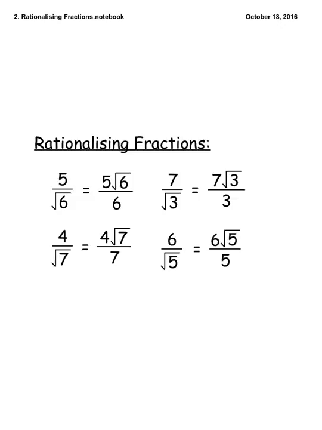So here we are. The first question, its answer is 5√6 over 6. The second question, 7√3 over 3. The third question, 4√7 over 7. And the last question, 6√5 over 5. Now that's a simple version of some of the questions that you might get asked in your National 5 exam. Let's have a look at a few more difficult examples.